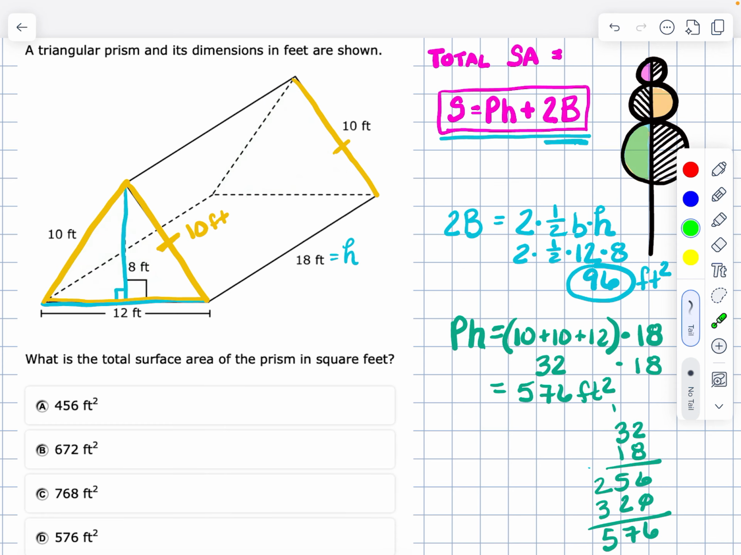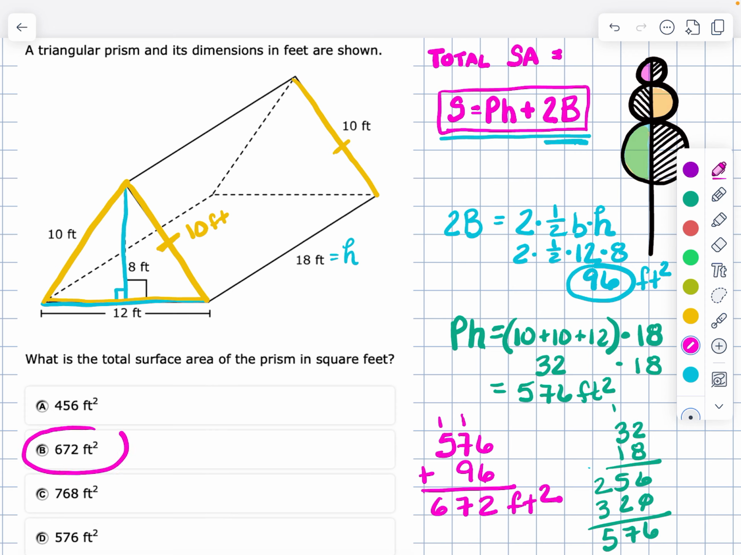So now we've got the lateral plus the bases, and we can add those together. It's going to be 576 plus 96. 6 and 6 is 12. 10 and 7 is 17, and that's 672 feet squared, and hopefully there's the answer right there.